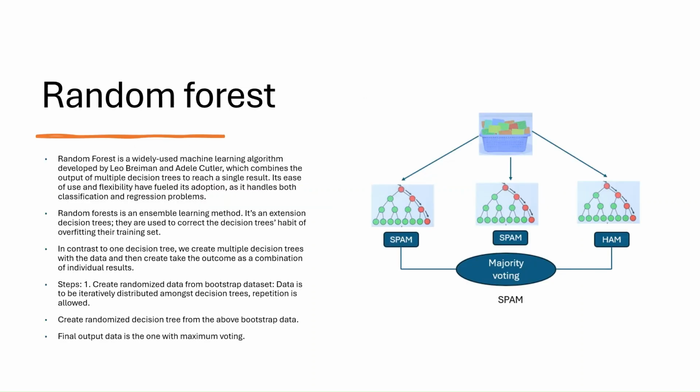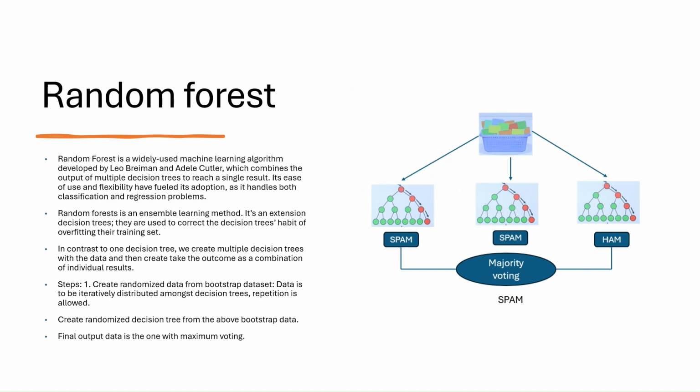Random forest. Well, random forest is basically an ensemble kind of a structure, which is developed by Leo Breiman and Adele Cutler, that combines the output of multiple decision trees to reach a single result. Its ease of use and flexibility have fueled its adoption, so that it handles both classification as well as regression problems.